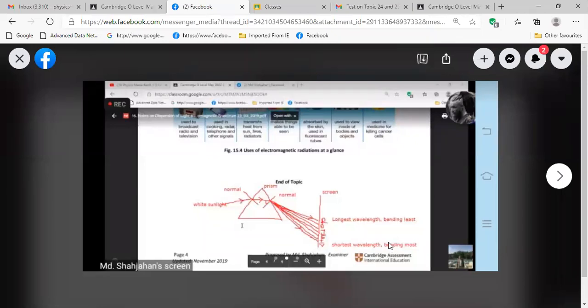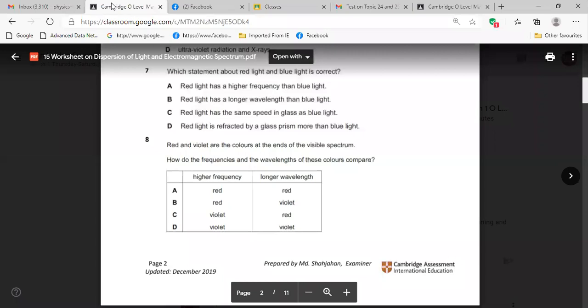So if it is the shortest wavelength, what will be the frequency? More frequency, right? Most frequency. And longest wavelength, red, less frequency, least frequency. Okay. So now we are going to our question. You tell me the answer now.